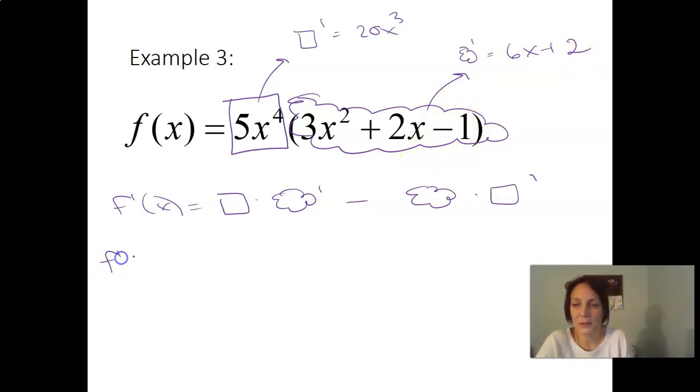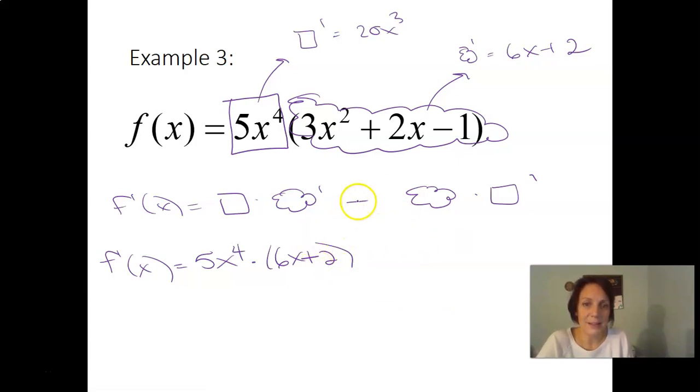All right, so my derivative, when I put together the pieces, is going to be 5x to the fourth, my first term, multiplied by the derivative of my second term. Now notice, the derivative of my second term has two terms, so you better put that in parentheses. Otherwise, you're not going to remember to distribute. Look what I did. That's supposed to be a plus sign. Okay, now my cloud, 6x plus 2, again, put it in parentheses because you're about to multiply it by something, times my rectangle prime, so 20x cubed.